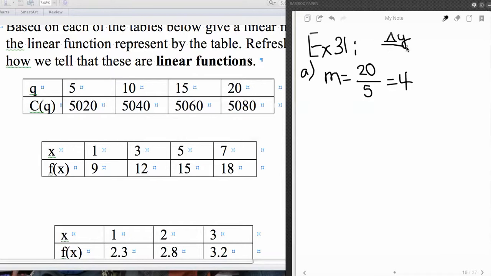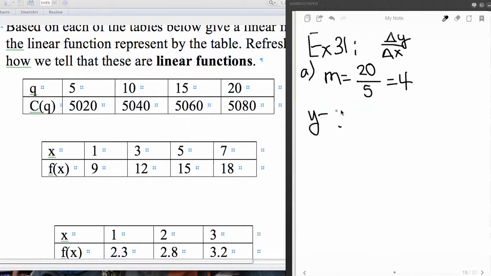You remember this? It's been a while since we saw this. The change in y and the change in x. So the change in x here and the change in y here. And of course these are dependent. Instead of being called y, it's c of q, and instead of being called x, it's q this time. But don't let that worry you. Now, we can't use slope-intercept form right away because we don't have the y-intercept.